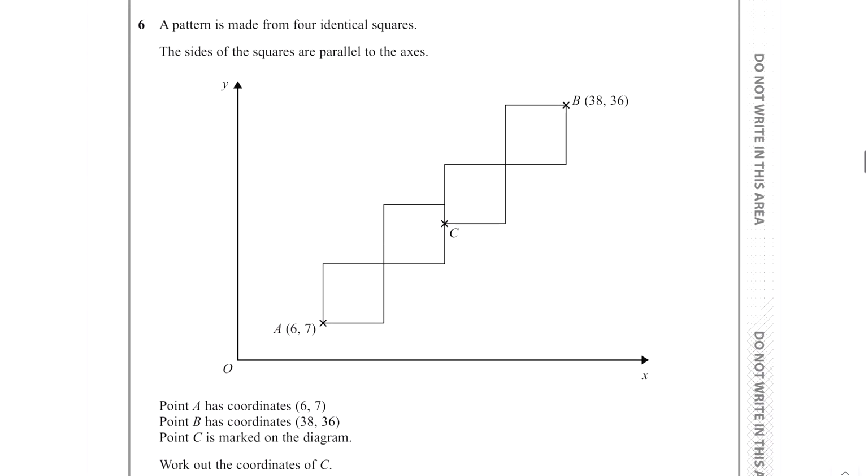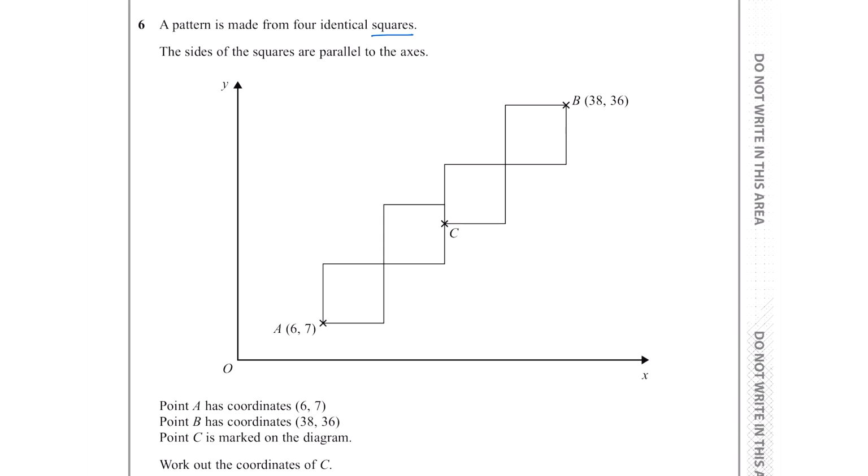Moving on to question 6. A pattern is made from 4 identical squares. Again, squares means all sides are the same. The sides of the square are parallel to the axis. Okay. Point A has the coordinate 6, 7. Point B has the coordinate 38, 36. Point C is marked on the diagram. Work out the coordinates of point C.